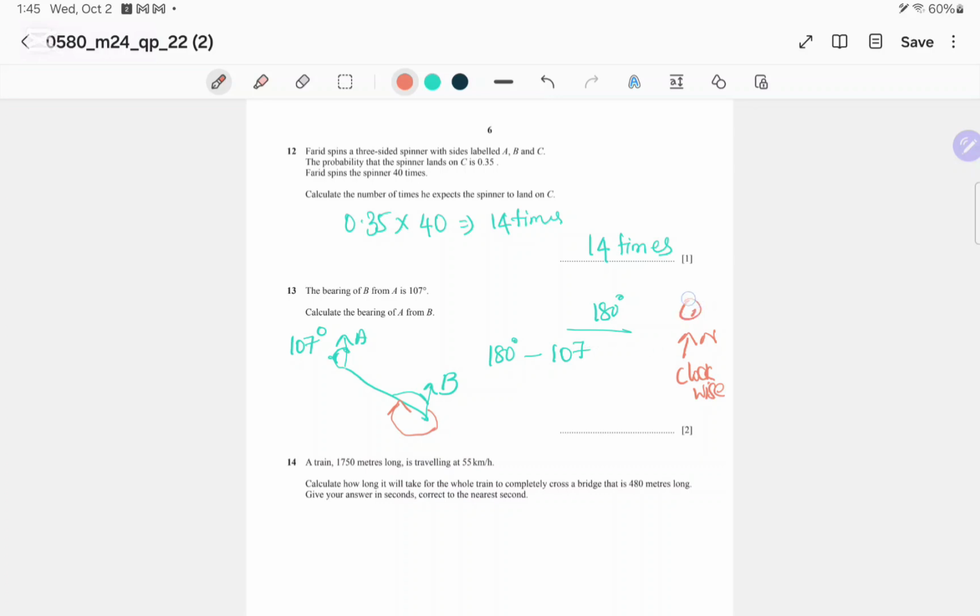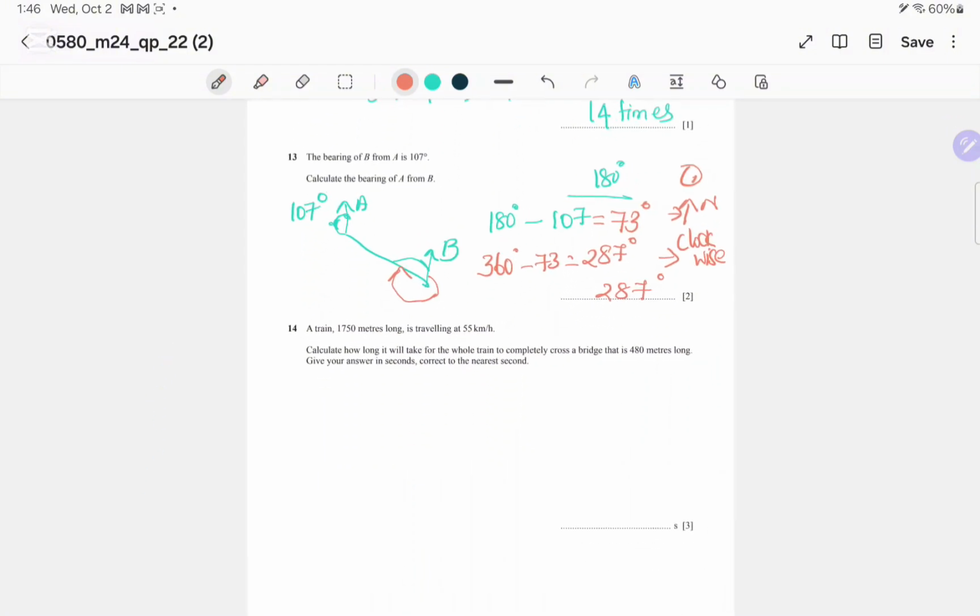So first step, the north side and clockwise. Now find the remaining angle in a straight line. 180 minus 107, how much are you getting? 73 degrees. Now we calculate the bearing. 360 degrees is the total angle, minus 73, which comes to 287 degrees. So your answer is 287 degrees.